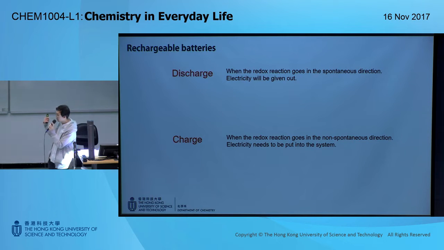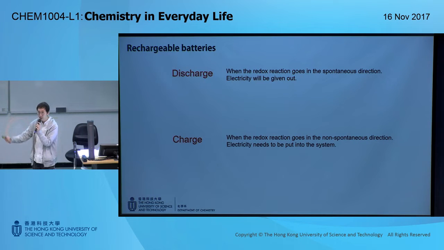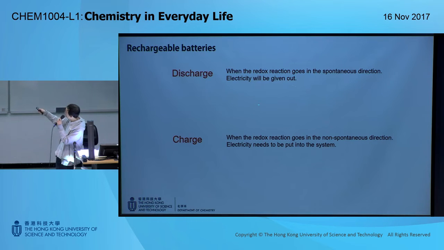The energy will be given out as the electromotive force, or the energy of the moving electrons. Remember my analogy last time, the electron starts off very energetic, and then it has lost the energy when it arrives at the cathode. Okay, so this is the discharge reaction.